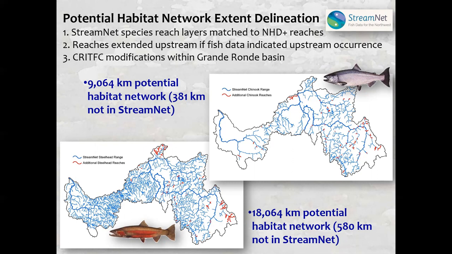And for the most part, those worked pretty well, but there were instances where we had observations of these two target species in streams that were not designated as habitat for these two species. And so in those cases, we extended what StreamNet has in their database for the distribution of these species. And those extensions are represented by the red lines within each of those maps. For Chinook across this area, there were about 9,000 kilometers of potential habitat, whereas for steelhead there were about 18,000 kilometers, so about double that for Chinook.